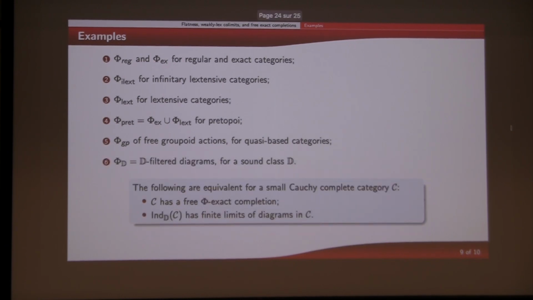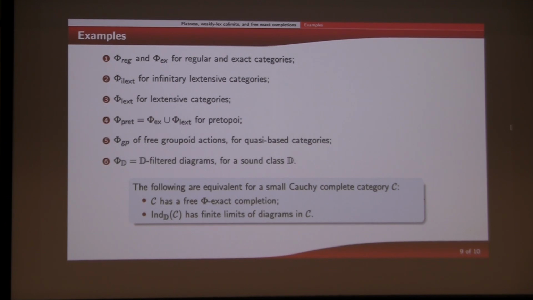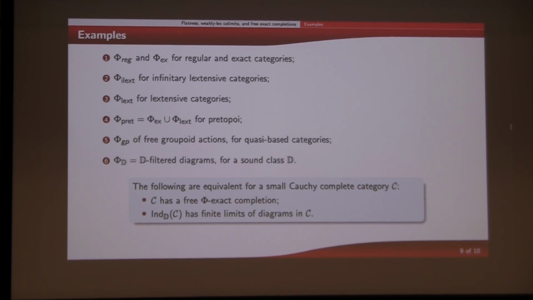And finally, if you take a sound class, think about finite limits, and you take the D-filtered colimits, then you also get a result in this case by saying that C has a free phi exact completion, even though the free completion of C under D-filtered colimits has finite limits of diagonal elements. And I think this is all I wanted to say.